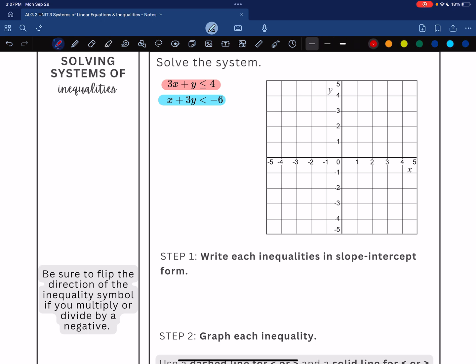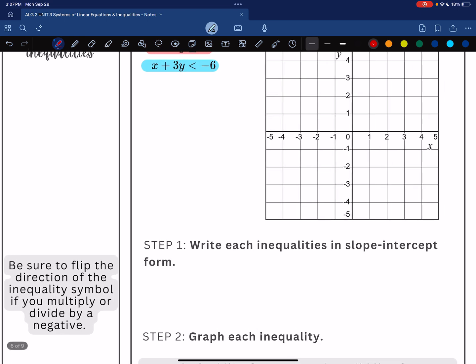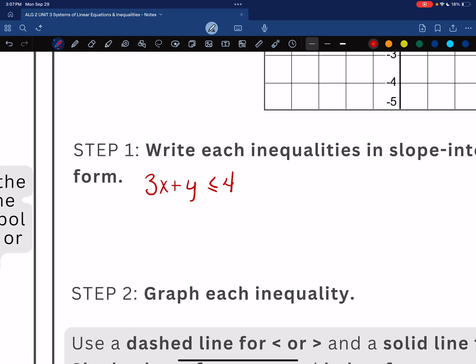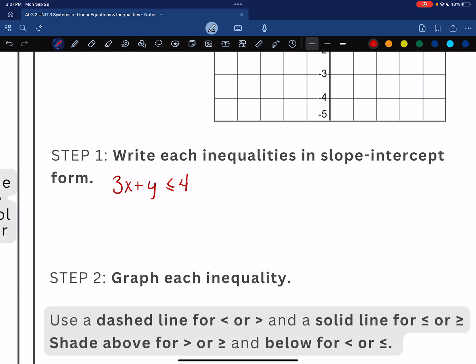So let's begin with our red inequality. Let's write it in slope-intercept form. Right now, what we have is 3x plus y less than or equal to 4. We need to put this in slope-intercept form. That's like y equals mx plus b. Remember, you might want to even make a note to yourself about slope-intercept form. What does that mean? We want it to look like y equals mx plus b, except that other than an equal sign, you'll have an inequality symbol, but that'll be okay.